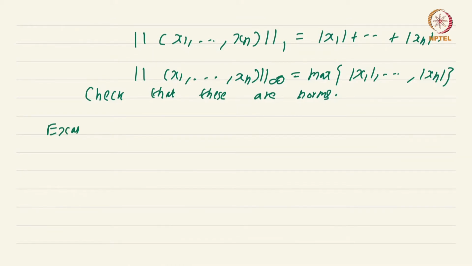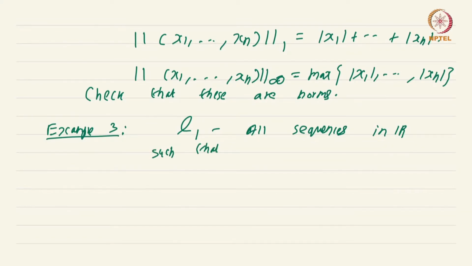Example 3. We denote by little l1 all sequences in R such that the summation of |xn| is less than infinity. In other words, this little l1 is the collection of all sequences whose corresponding series is absolutely convergent.